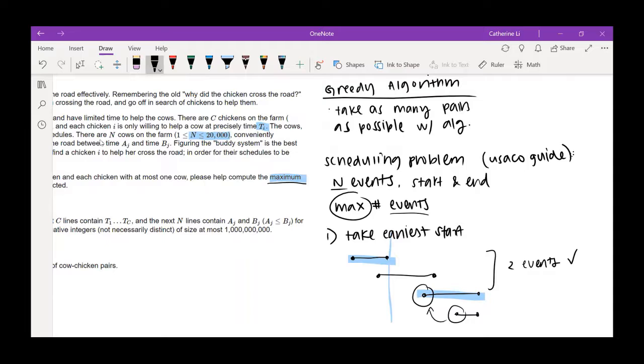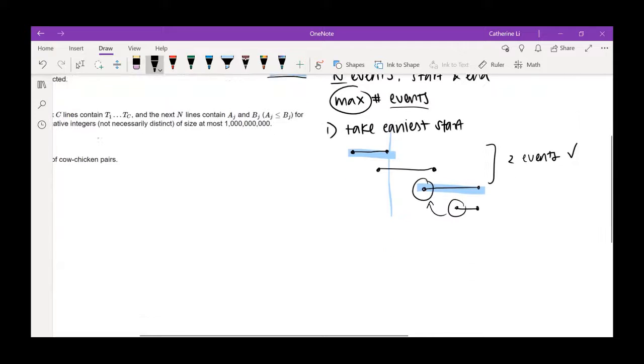But the problem is that there are many counterexamples to this algorithm that prove that it doesn't work. One of these we can look at is if we have this really long event that starts the earliest, and some other smaller ones that start later, but they don't overlap each other.